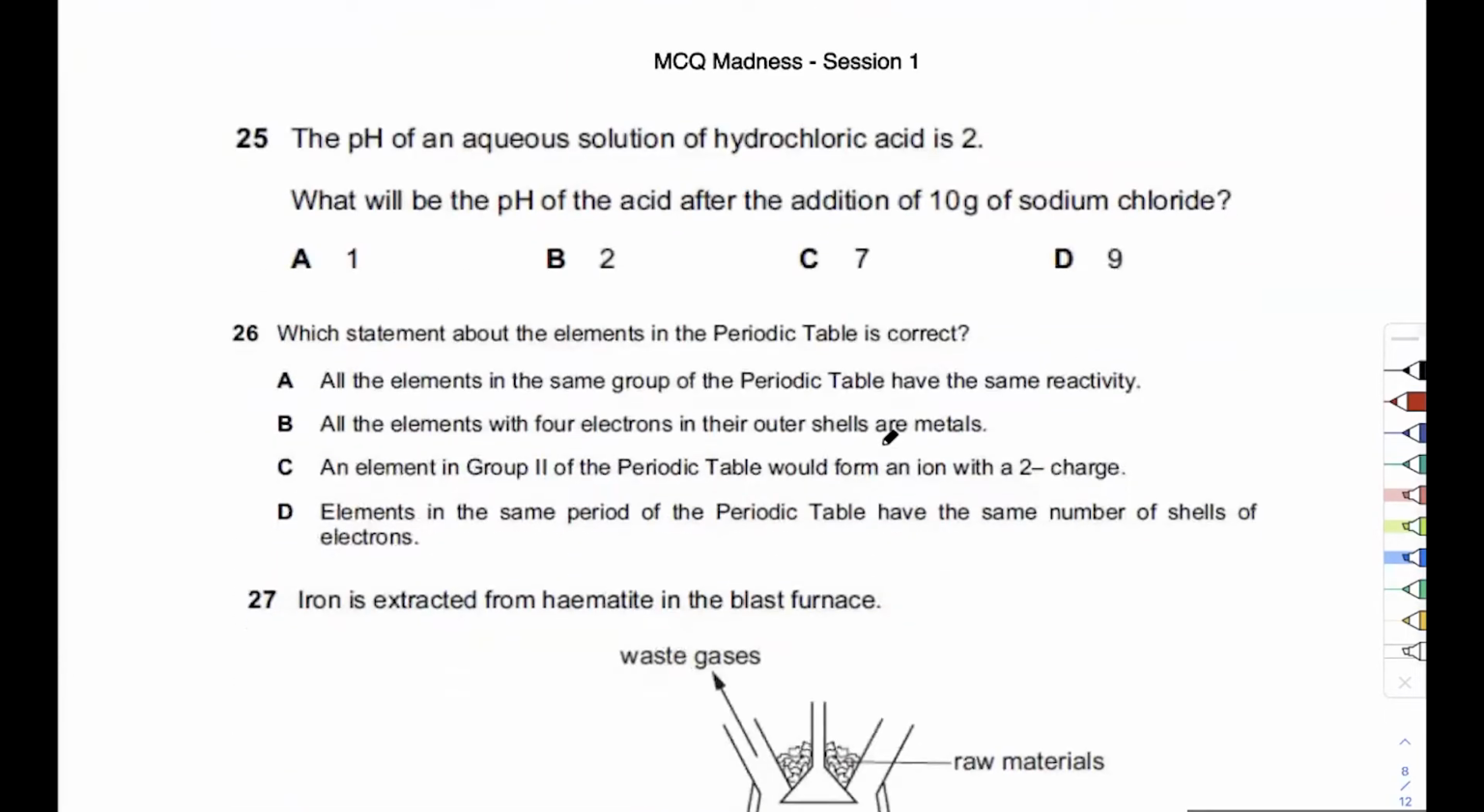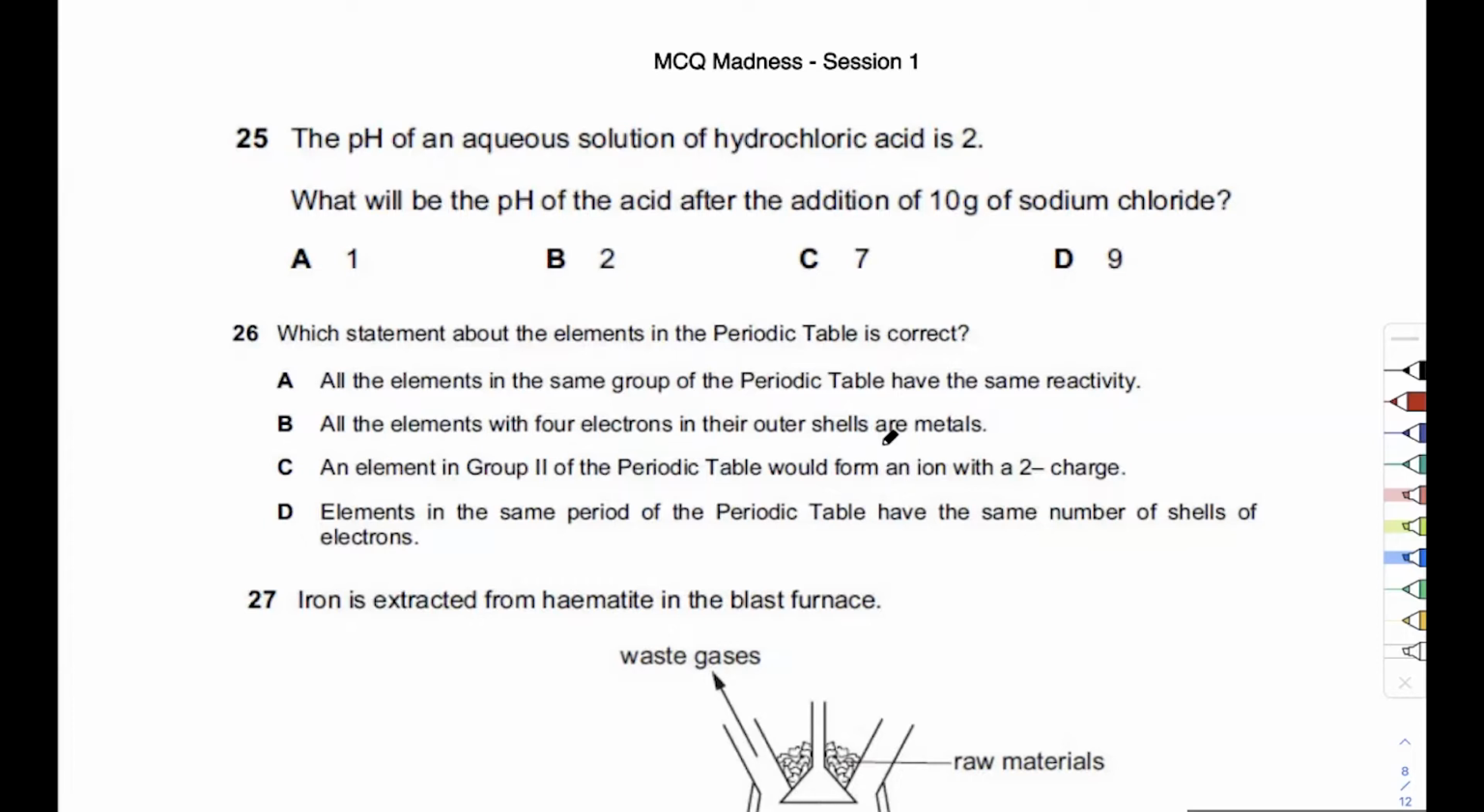Okay, moving on. The pH of an aqueous solution of hydrochloric acid is 2. What will be the pH after addition of 10 grams of sodium chloride? So when does the pH change? Number one, if the thing reacts, that is when the thing changes its pH.